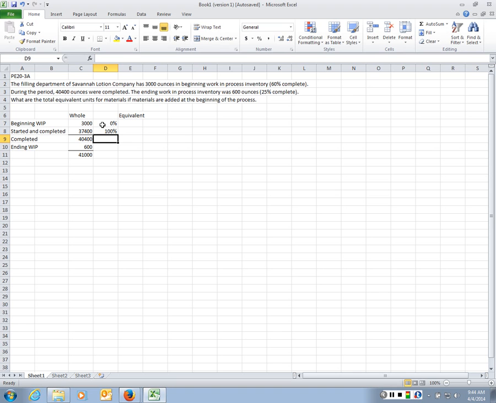The next line down is just a math line, so we're going to skip that. Okay, the ending work in process, 600 units, we are assuming those ending numbers are what was started this month and will be finished later. So if they were started now, we would have given them their materials now. So that gets 100%. Now in this book, when you're doing materials, it will be 0, 100, 100 every single time. All right, so 3,000 times 0 is 0.